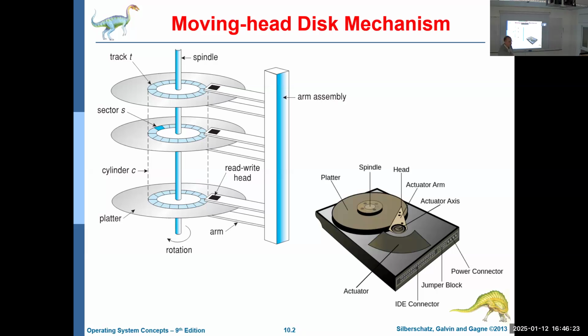Technically, it's better to put data on the outside of the hard drive, because when it's spinning, the outside spins faster. Okay, that's interesting.